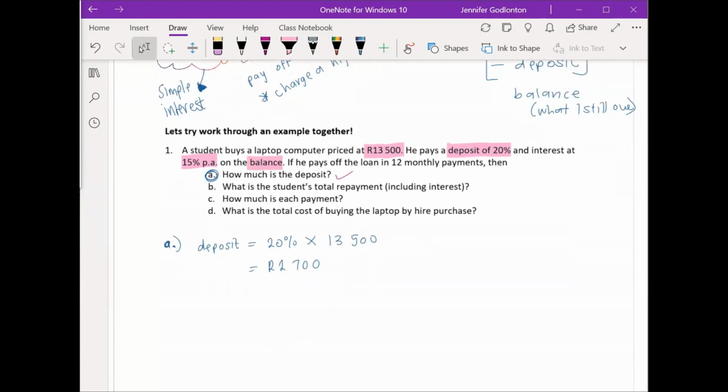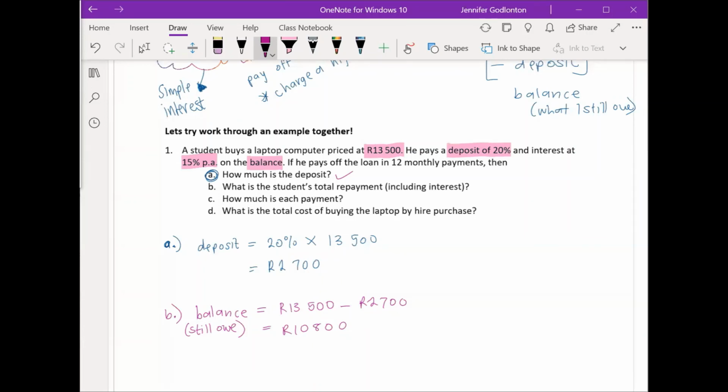So now we have to first figure out, when we're in a hire purchase, what our balance is. Remember, that is what we still owe. Our balance is going to be our 13,500 Rand minus the deposit that we've already paid. And that's where that number was coming in that a bunch of you got, which was 10,800 Rand.